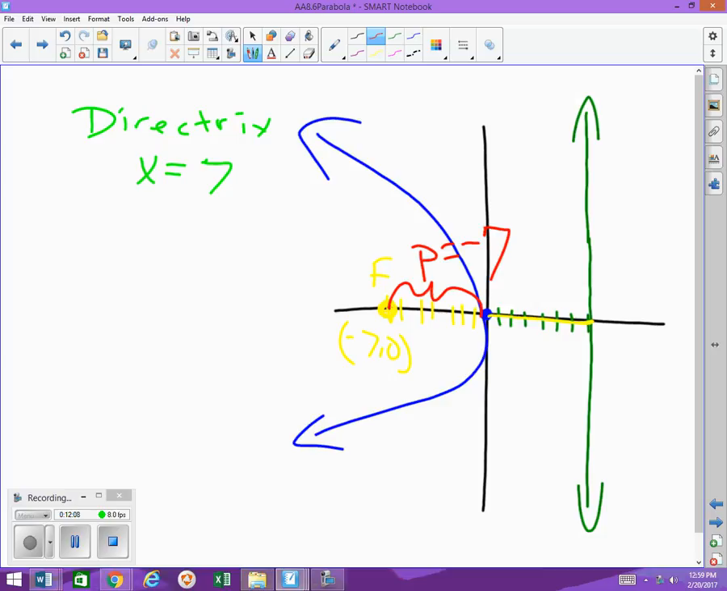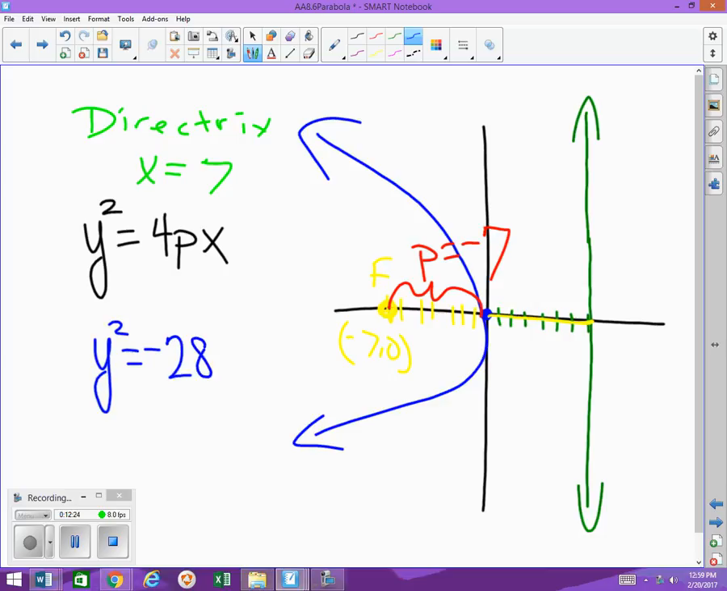And because it is opening left or right, that means we are dealing with y squared equals 4px. And so we know that p is a -7. Our equation is going to be y squared equals -28x.